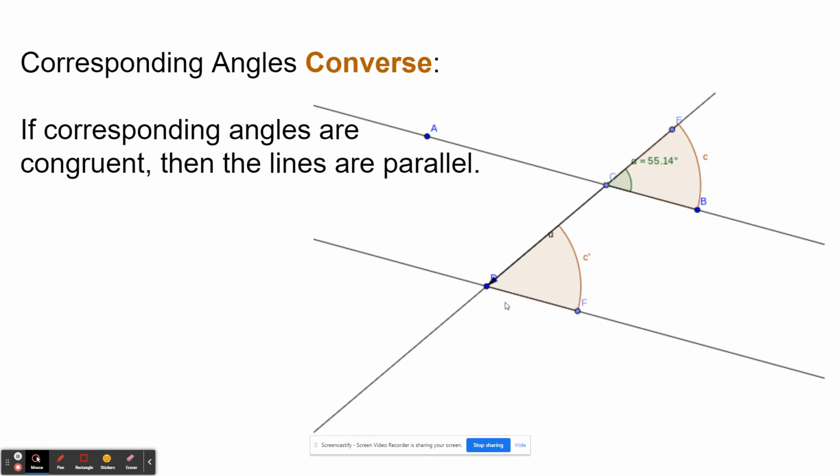So here was what we stated just a second ago. If corresponding angles are congruent, then the lines are parallel. And we call that the corresponding angles converse. That word converse is important here. That word converse is telling us that we're using the angles to prove that the lines are parallel.